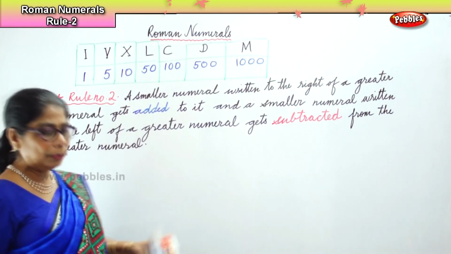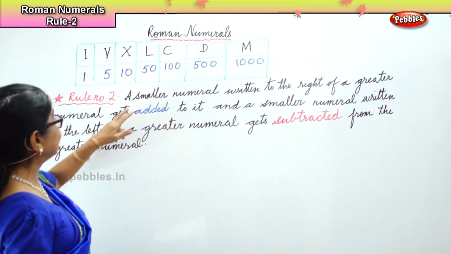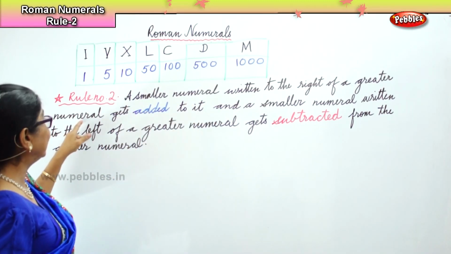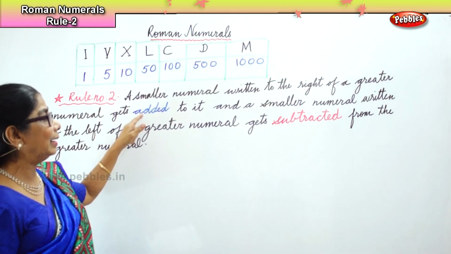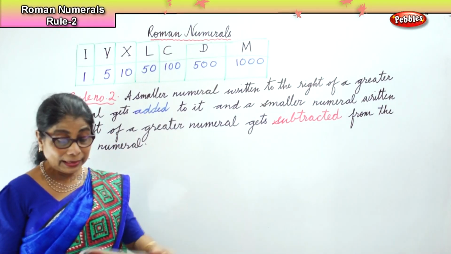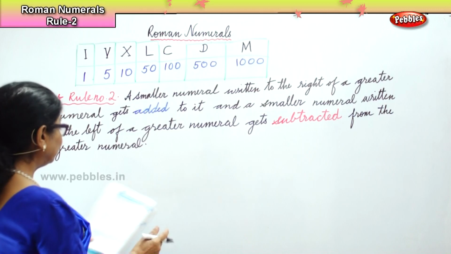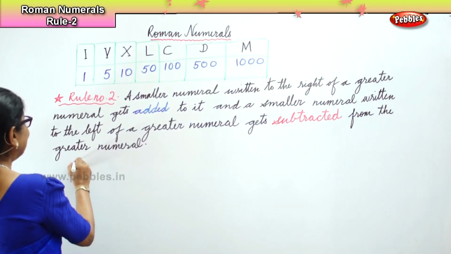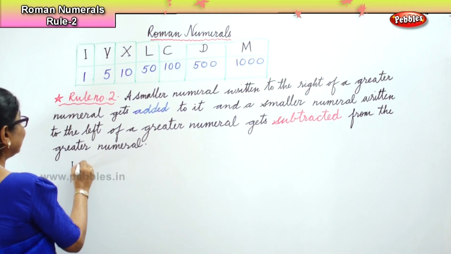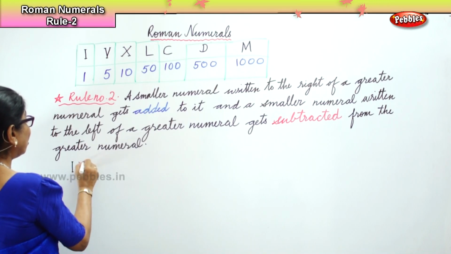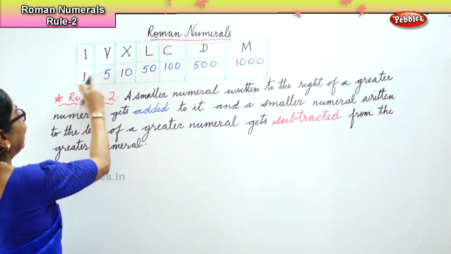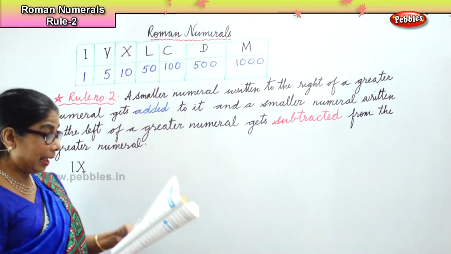Okay, now I'll give you an example for you to look at. It says the smaller numeral to the right of the greater numeral gets added, and a smaller numeral written to the left of the greater number gets subtracted. Let's see how it is formed. First, if I have the number 1 and this is 10, according to the characters that we learned, 1 and 10. I've written 1 and 10.